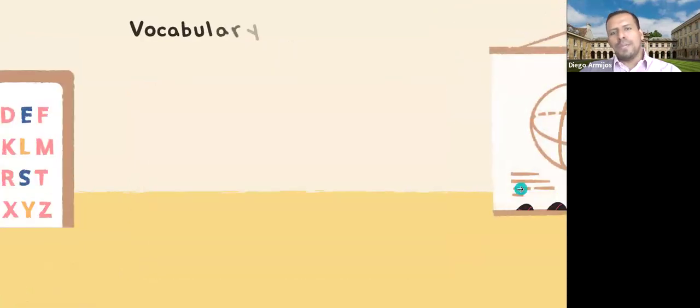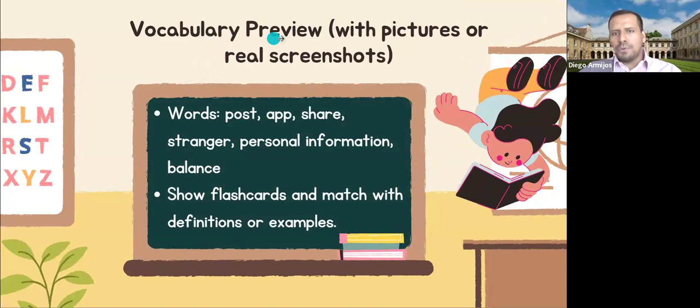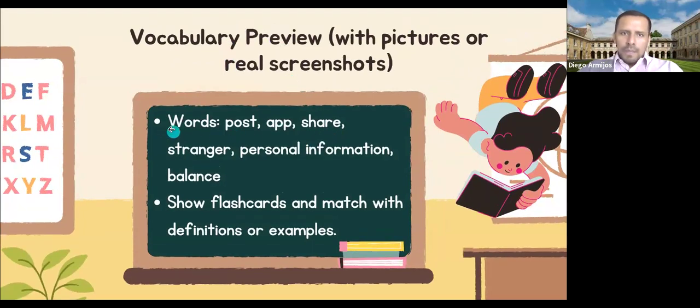The second one could be vocabulary preview. Could be with pictures or real screenshots. For example, the vocabulary here we have post, app, share, stranger, personal information, and balance. So we are reviewing the vocabulary first before reading, right? And we can show flashcards and match with definitions or examples. So let's suppose a flashcard with the image and the other with the concept, so students can match before reading the activity. This is the second one, vocabulary reviewing.